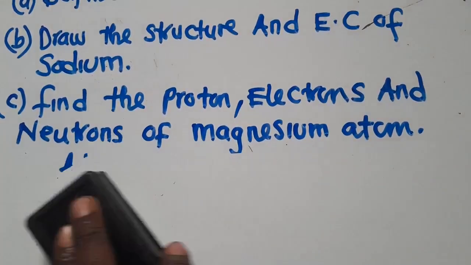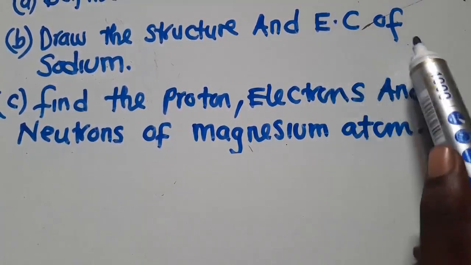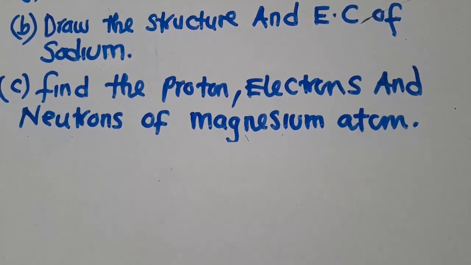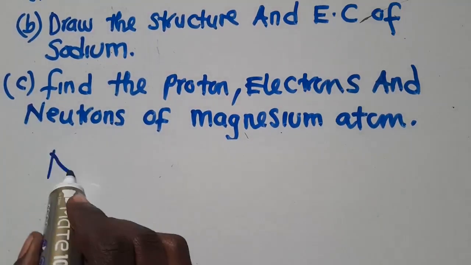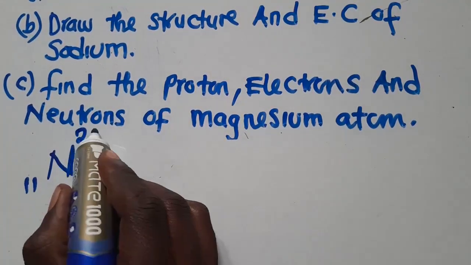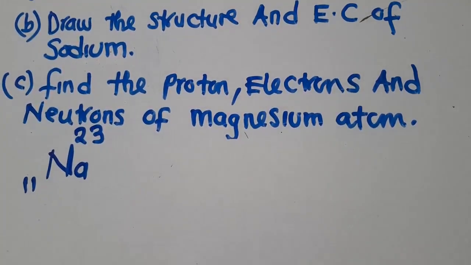What is the next question saying? The next question is telling us, draw the structure and electronic configuration of sodium. So we put down the structure and the electronic configuration of sodium. If you check your periodic table, sodium is like this. This is the symbol for sodium, the proton number 11, the mass number 23. The first thing we are going to start with is the electronic configuration. How can we write the electronic configuration?